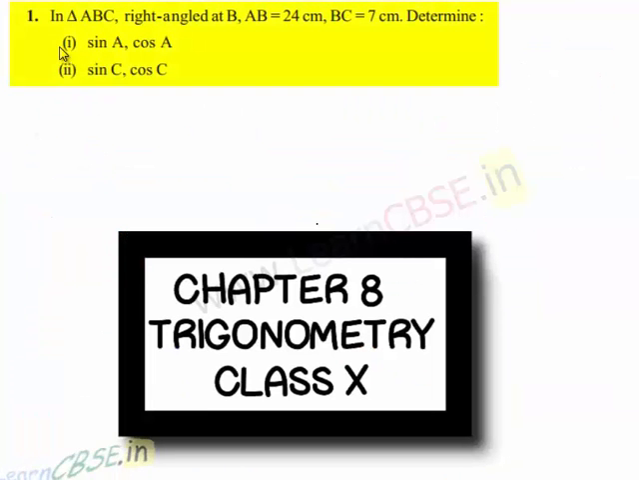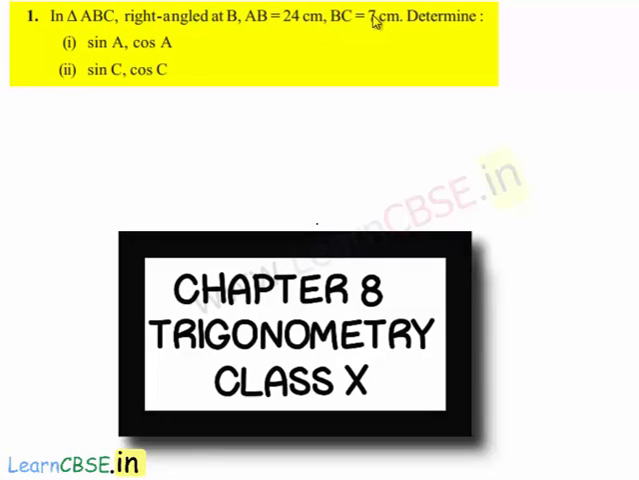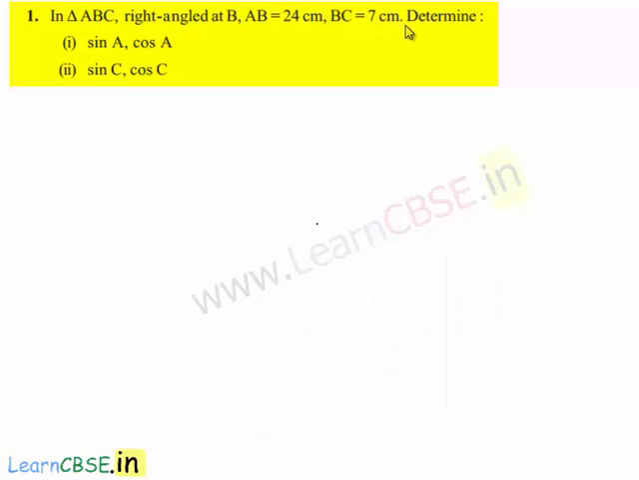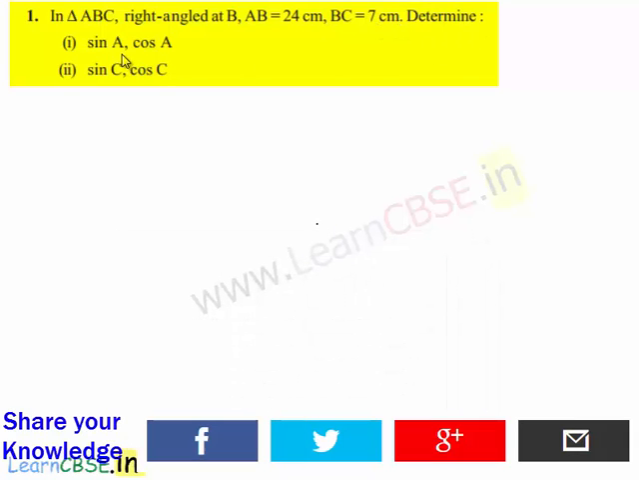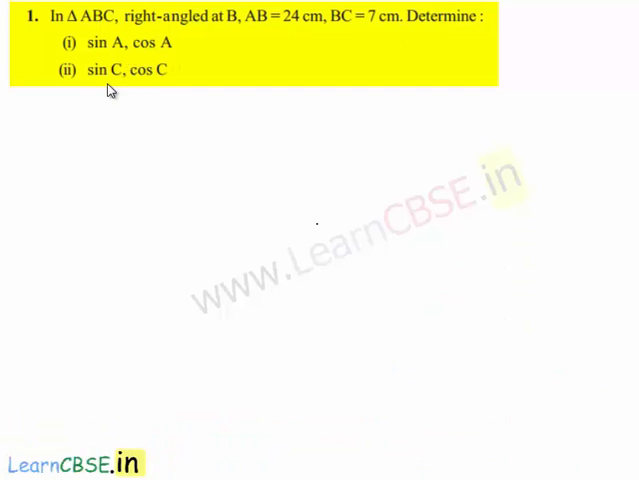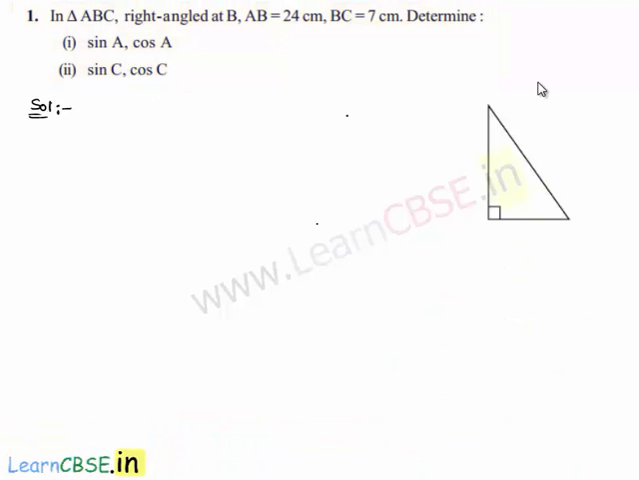Moving on to the first sum. In triangle ABC, right angle at B, AB is equal to 24 centimeters, BC is equal to 7 centimeters. Determine sin A, cos A, sin C, cos C. Moving on to the solution.